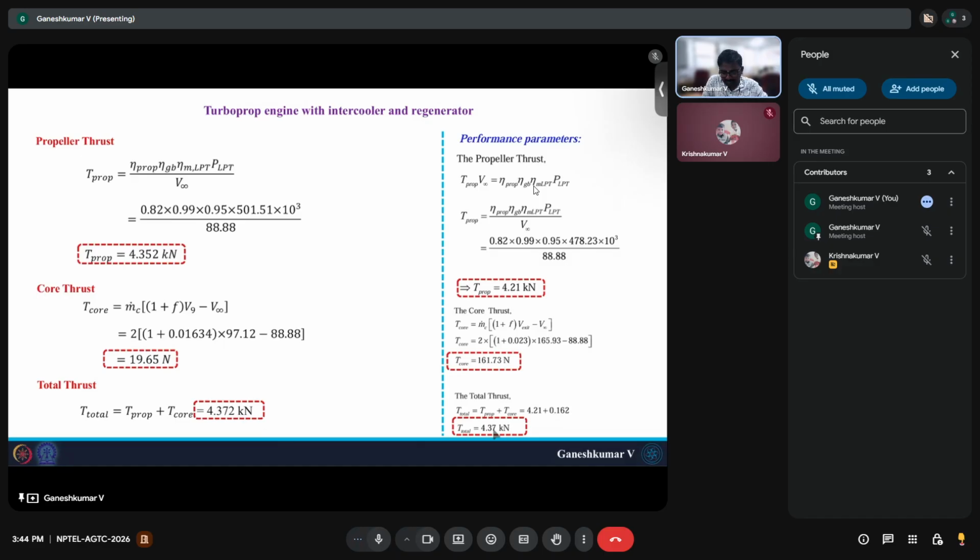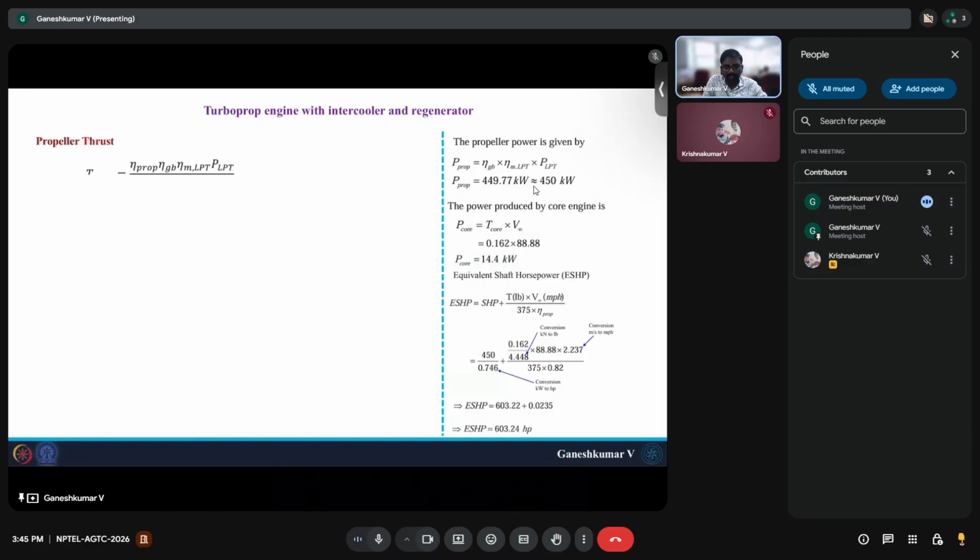Okay. So there's a slight increase in the total thrust, but what we know is the f has reduced a lot from 0.028. If you remember, it has reduced to 0.016. So you expect this problem to have a lower specific fuel consumption, and that is what we will be getting.